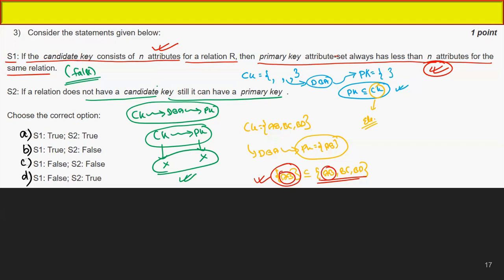So what about this statement now? This statement is also false. Statement 1 false, statement 2 false. The answer is C. Clear? Those who have missed, understand clearly at which point you are missing and write it down. This will help you a lot in many situations.